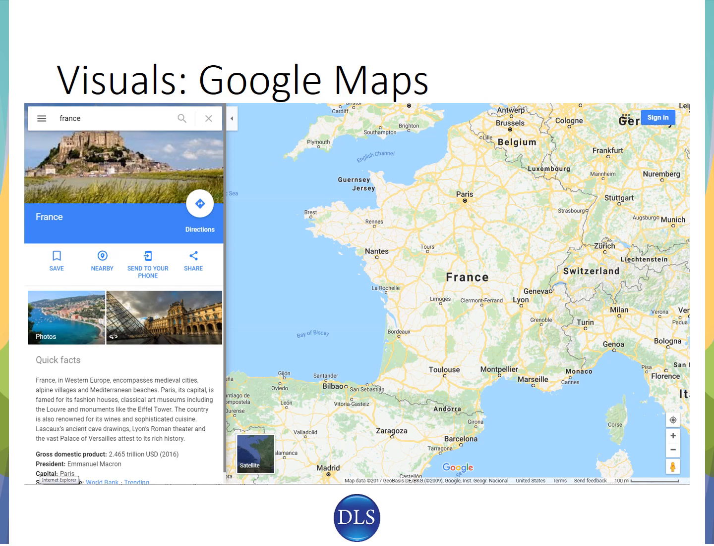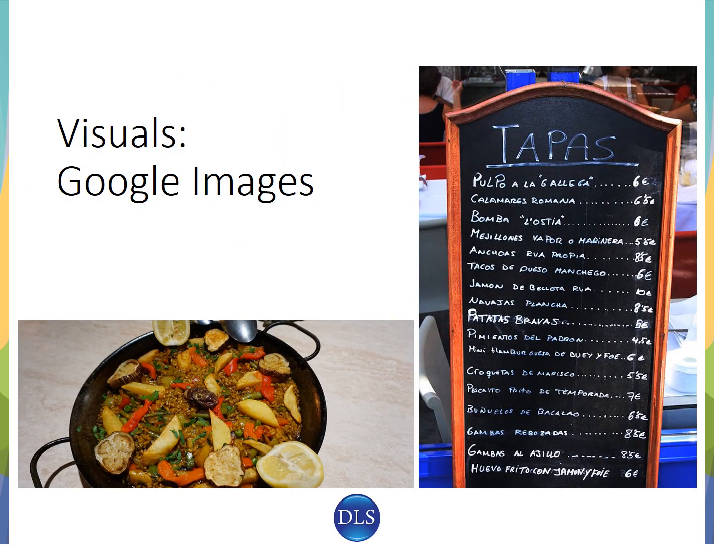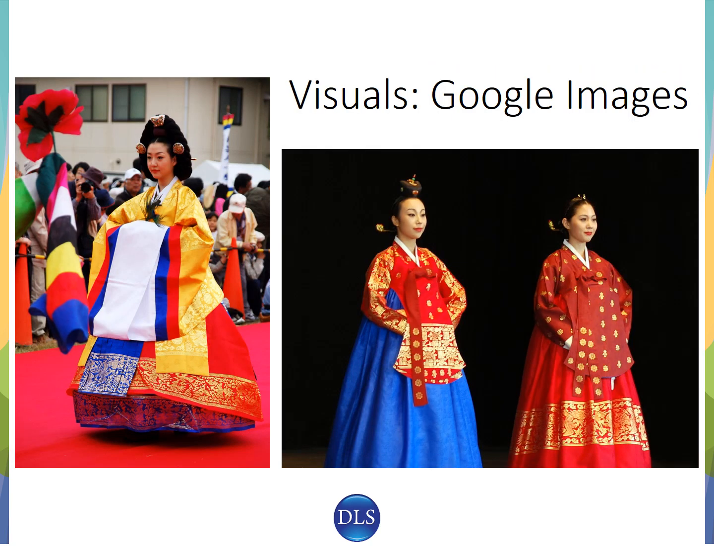For example, you could search Google Maps to practice giving and receiving directions. Looking at 3D floor plans would also work. Another idea is to use Google Images to search for visuals, like menus, in the target language. Or pictures in traditional dress that students then have to describe.